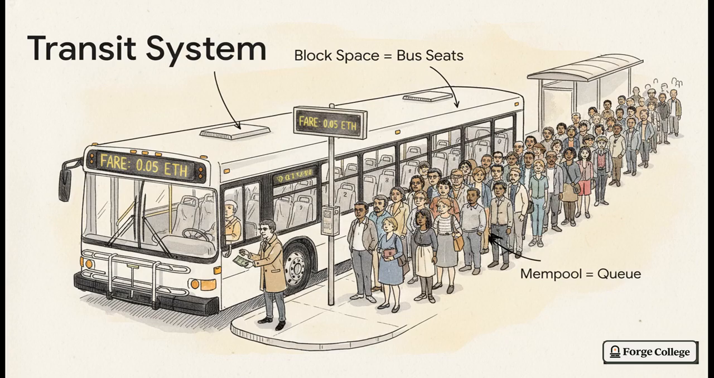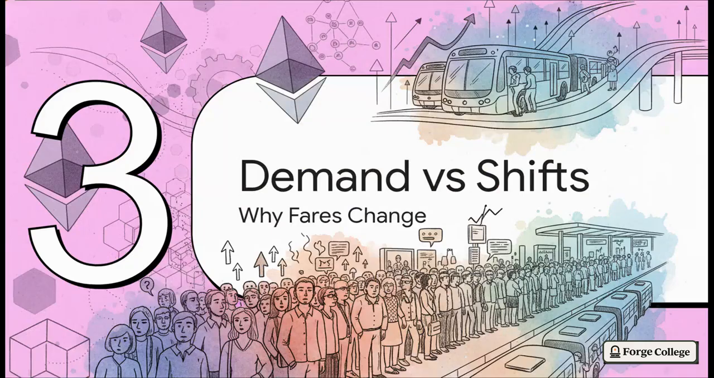When a massive flash mob hits that bus stop, the standard fares just completely go out the window, and the cost to secure a seat absolutely skyrockets. Which leads us to Section 3, demand spikes versus regime shifts. We really need to understand exactly why these fares change.